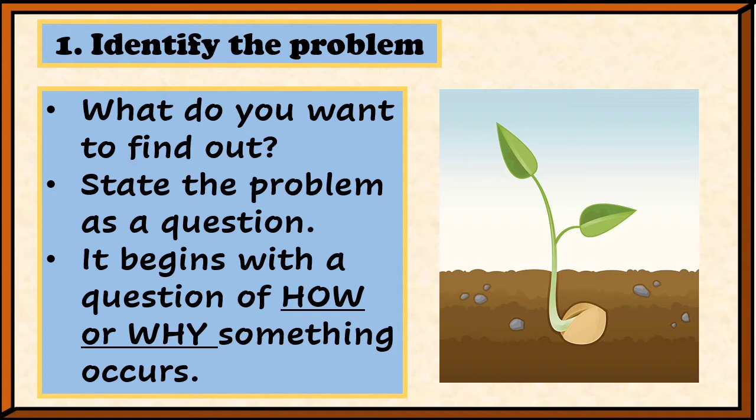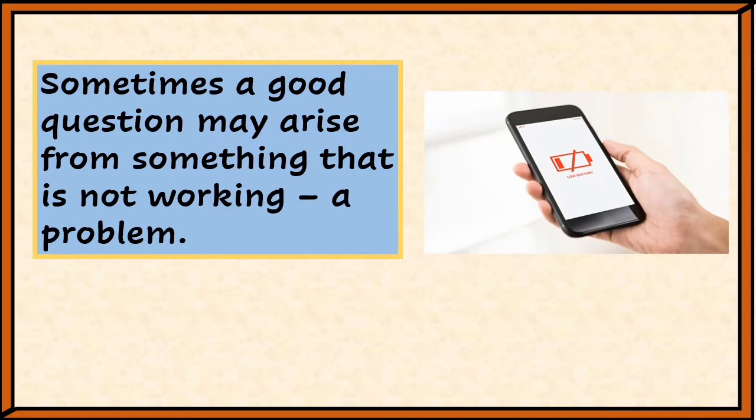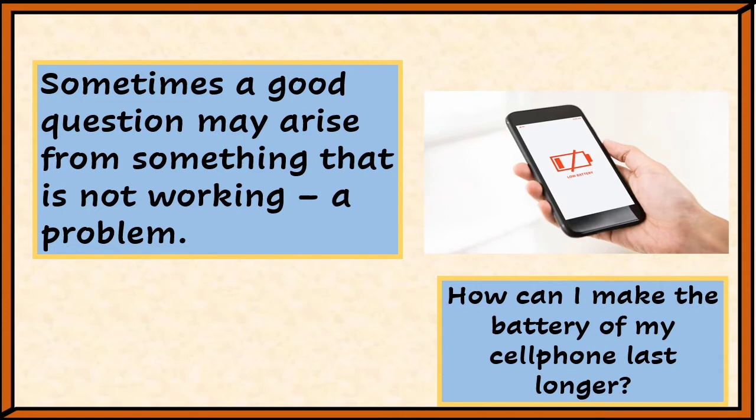To come up with a good question, try to observe your surroundings. What phenomenon would you want to investigate? An example would be, why do my plants grow slower? Sometimes a good question may arise from something that is not working, like when the battery of your cell phone drains too fast. In this case, a good question will be, how can I make the battery of my cell phone last longer?